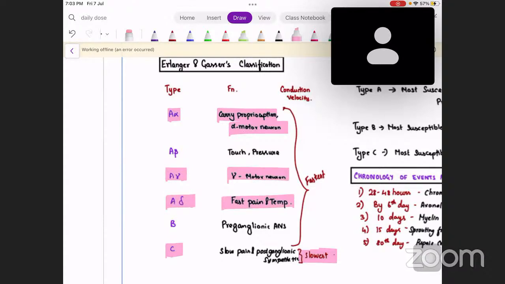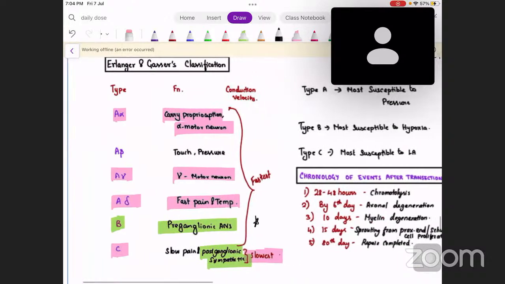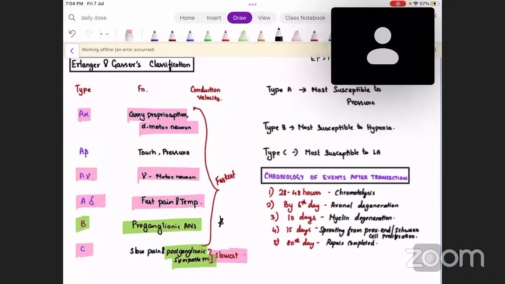Preganglionic ANS, very important: preganglionic ANS is carried by type B, while postganglionic sympathetic is carried by type C. Whenever you see the word ANS, or sympathetic or parasympathetic nervous system, immediately look at whether it is preganglionic or postganglionic. Because if it is preganglionic, type B; postganglionic, type C. Slow pain, type C. Slowest fiber, type C.